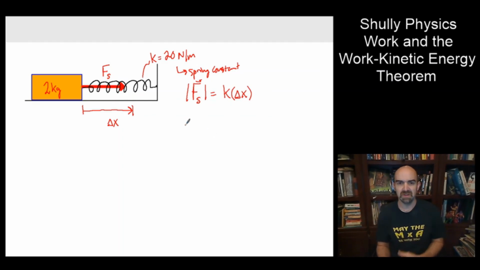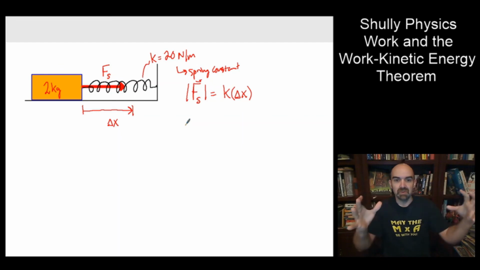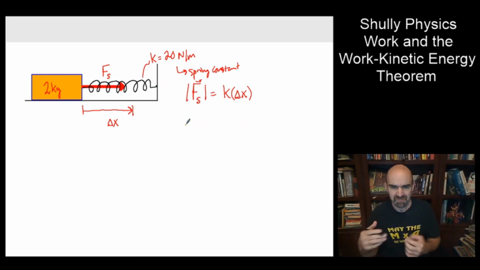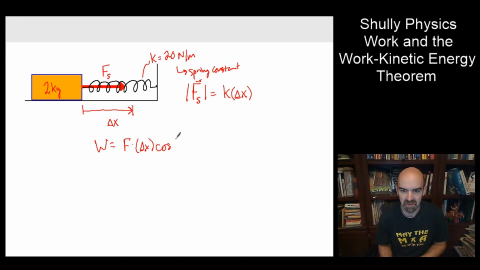Now, what's unique and different in this situation is that we don't have a constant force here. As the spring compresses and pulls that mass toward the right side this way, the x value is going to change. It's going to decrease. That means the spring force is going to decrease. We don't have a constant force here. What does that mean when we're looking at this creature here? We've been working with F delta x cosine theta.